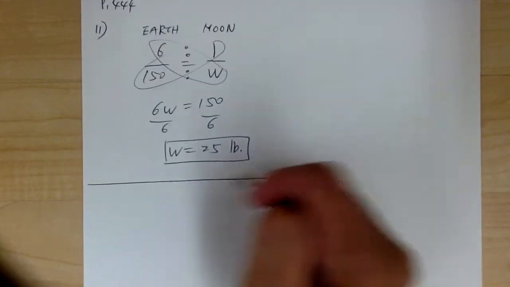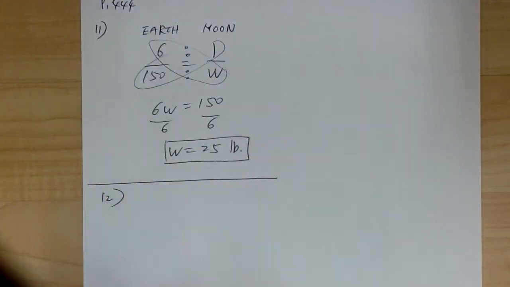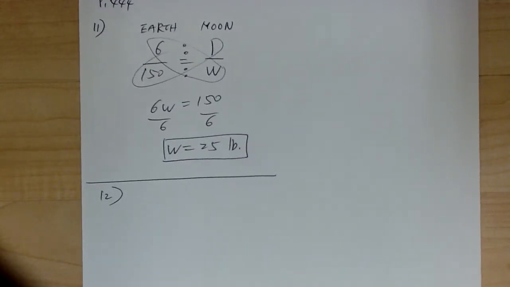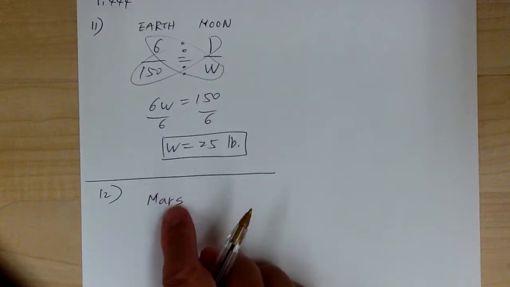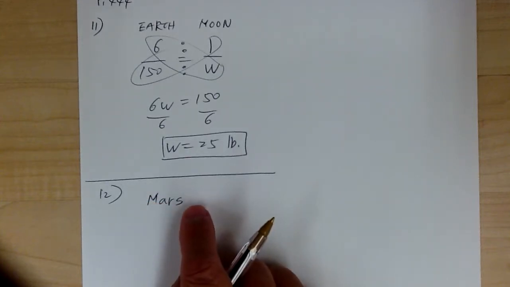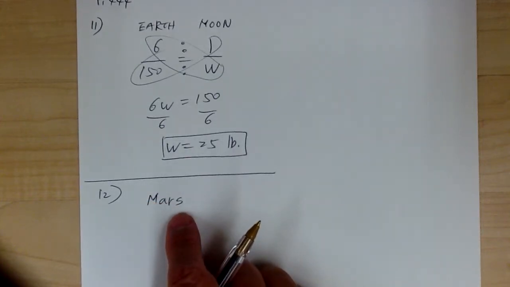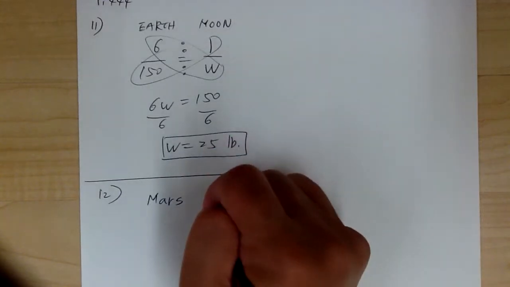Let's go to number 12. I can read through the problem first. Again, this has to do with weight. It says a ratio of a person's weight on Mars. Make sure you follow the order exactly. So Mars to a person's weight on Earth.